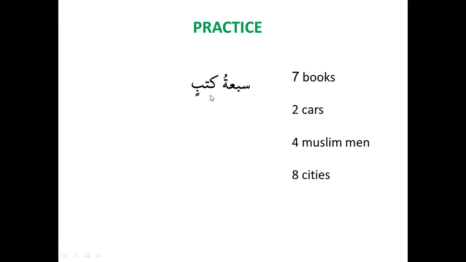Yes. So let's do 2 cars. So cars would be sayaratani. Plural and jar. Ithnatani. Plural and jar. Sayaratun, that's the feminine chart. Now bring in your mind the feminine chart. Sayaratun. So that will be sayarat. Sayaratani.